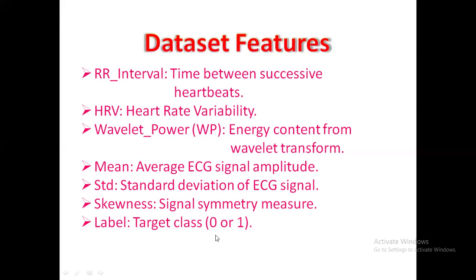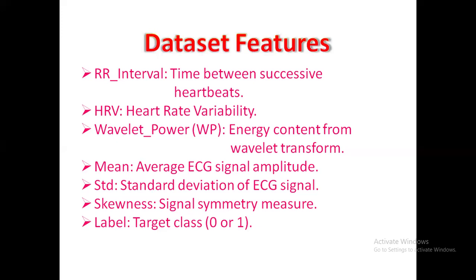And we are using the labels 0 and 1 as target classes. The label is the target output used for classification. It represents whether the ECG signal belongs to a normal heart rhythm, meaning 0, or an abnormal condition, meaning 1, such as arrhythmia or other cardiac issues.